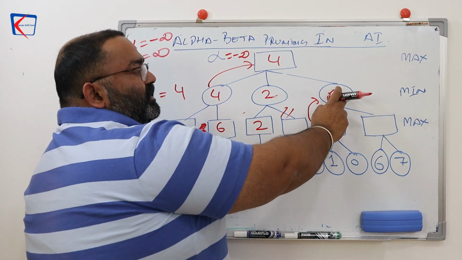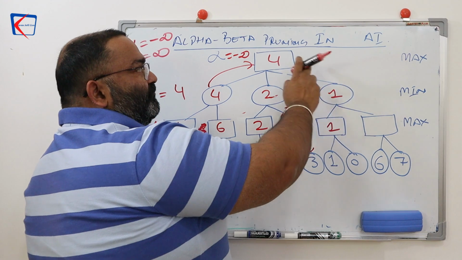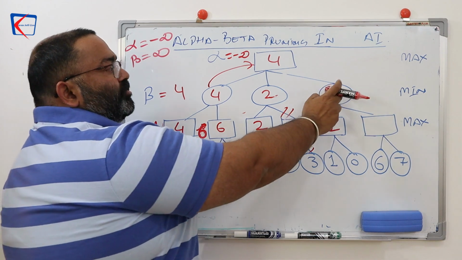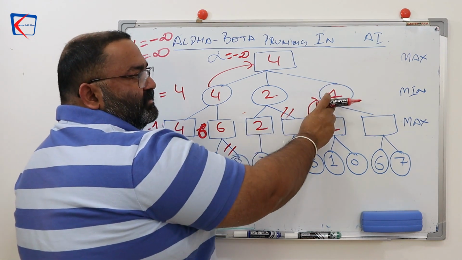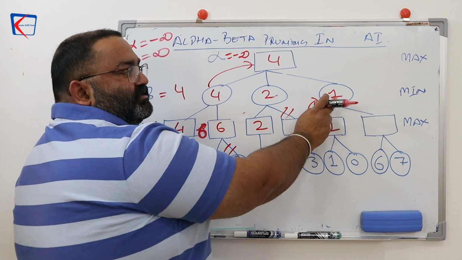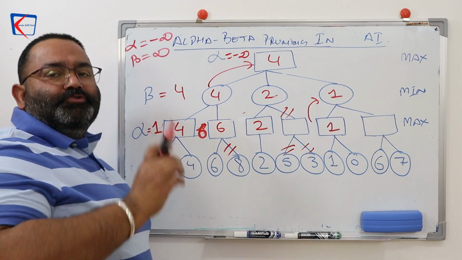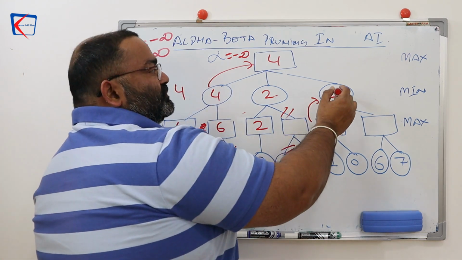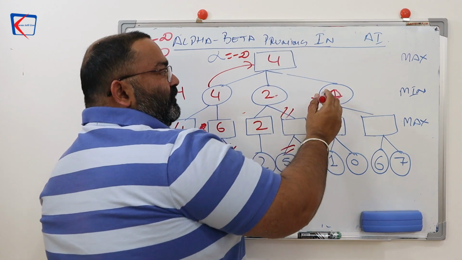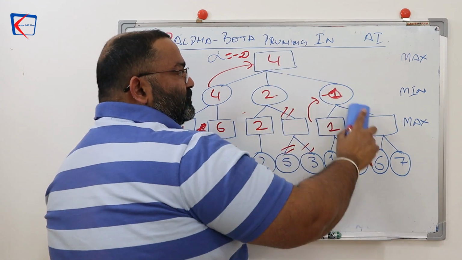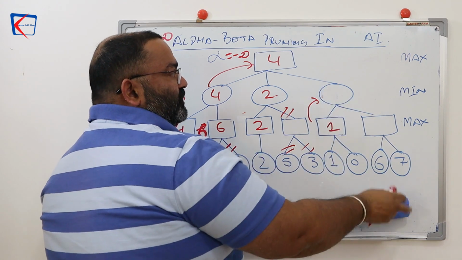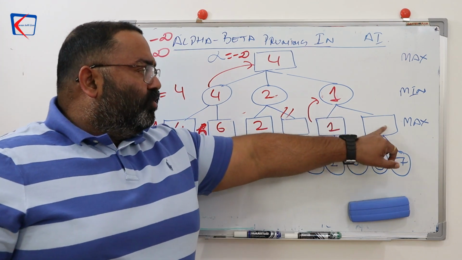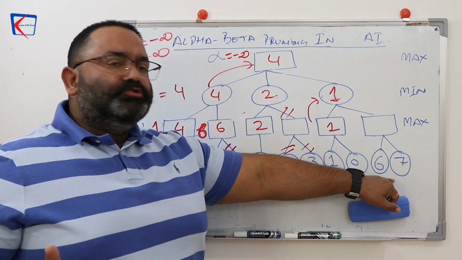Now again, I need some value here which can be greater than 4. But here I already got 1. To replace this one, the value should be smaller than 1. It can be 0, -1 or anything. Even if it is 0, it cannot replace 4. If it is -1, it also will not replace 4. So even if it is 1, it cannot replace 4. So is there any point in going here and exploring this? There is no point, isn't it?